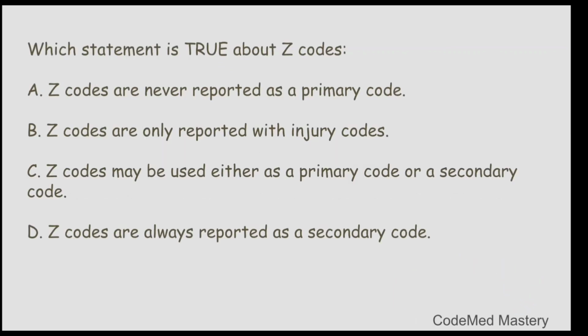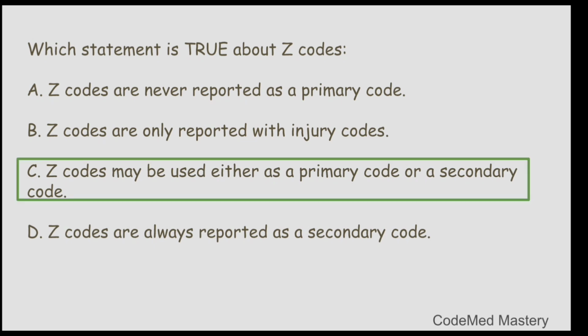Which statement is true about Z codes? Option A, Z codes are never reported as a primary code. Option B, Z codes are only reported with injury codes. Option C, Z codes may be used either as a primary code or a secondary code. Option D, Z codes are always reported as a secondary code.